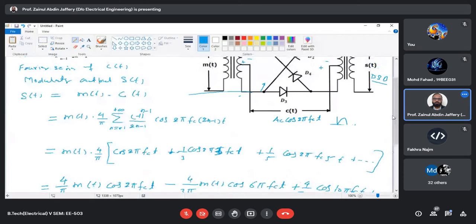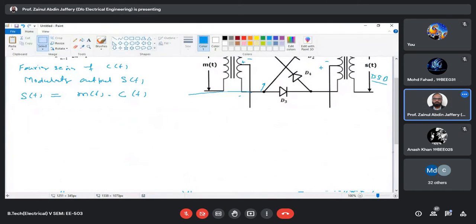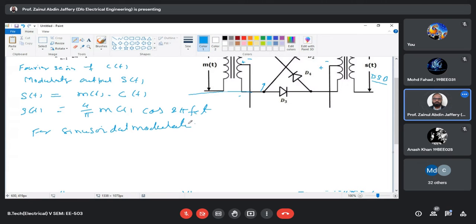मिटाओ इसको, मिटा देते फिर से। सो अगर जो इसको हम देखें फिर से, so finally we have got this HT as 4 by pi MT cos 2 pi FCT, and MT की वैल्यू put for sinusoidal modulation, so that sinusoidal means MT will be your sinusoidal, so AM cos 2 pi, this is your FMT.